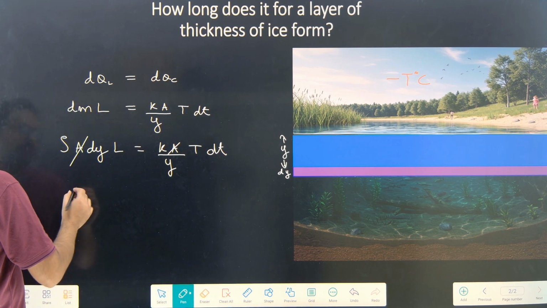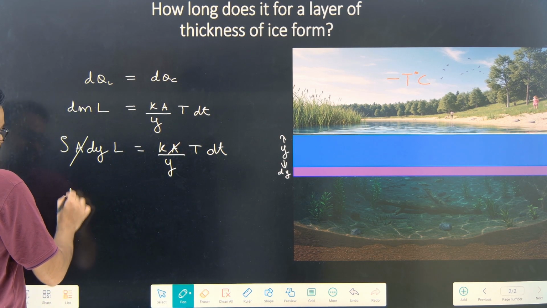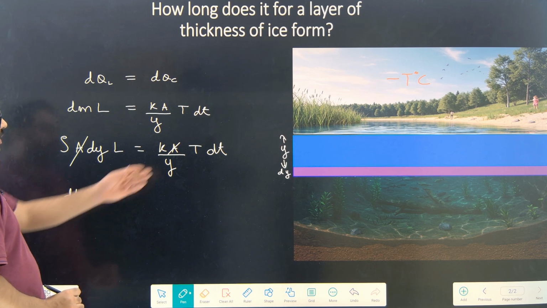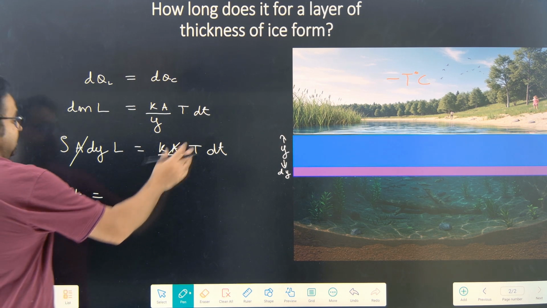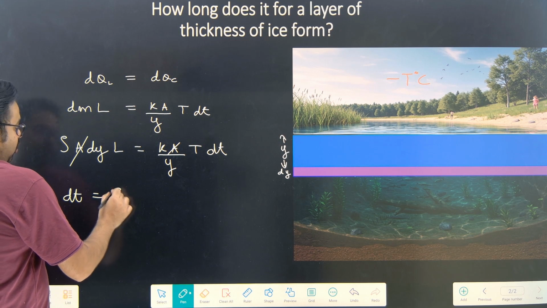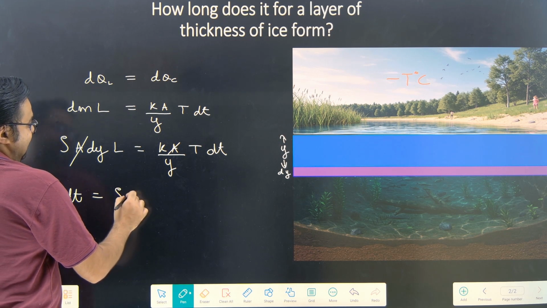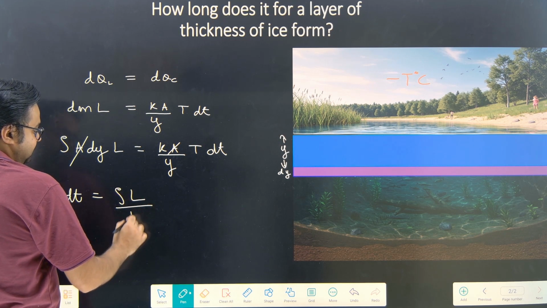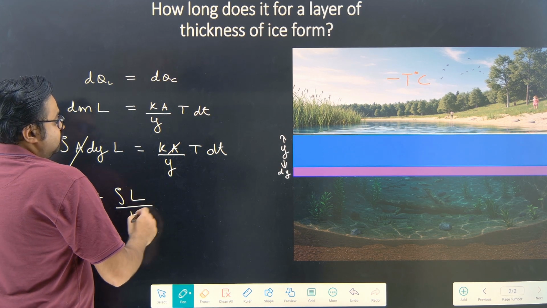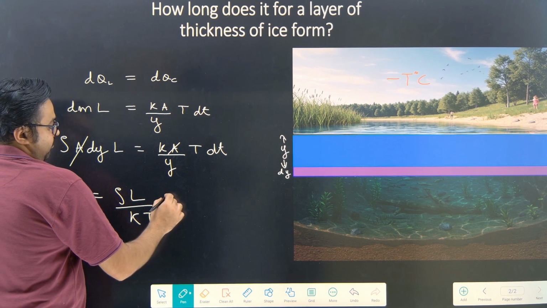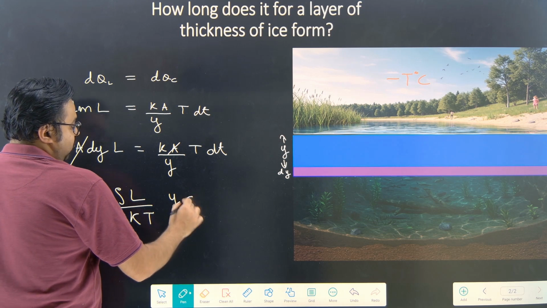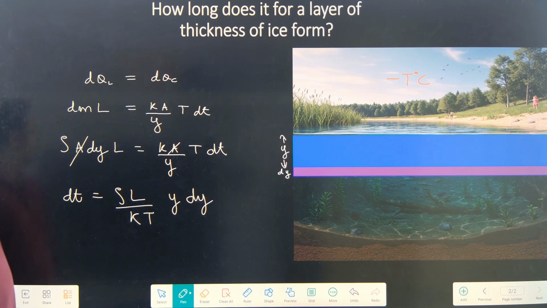Now what is dt then? dt is the time, and dt would become equal to rho into L divided by K into T, multiplied by y dy is all you have.